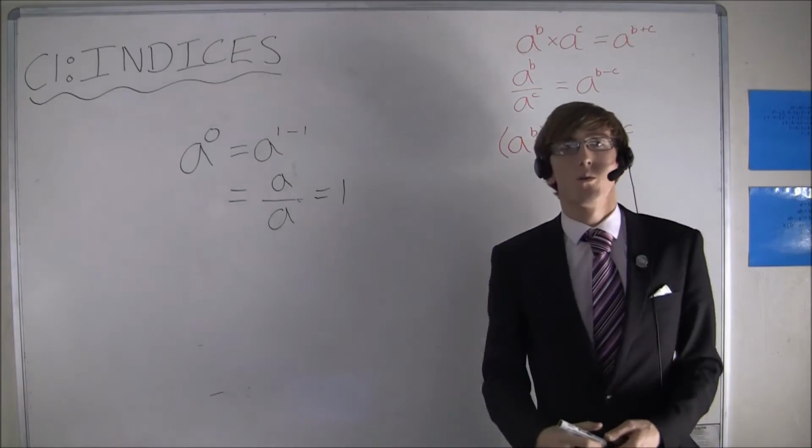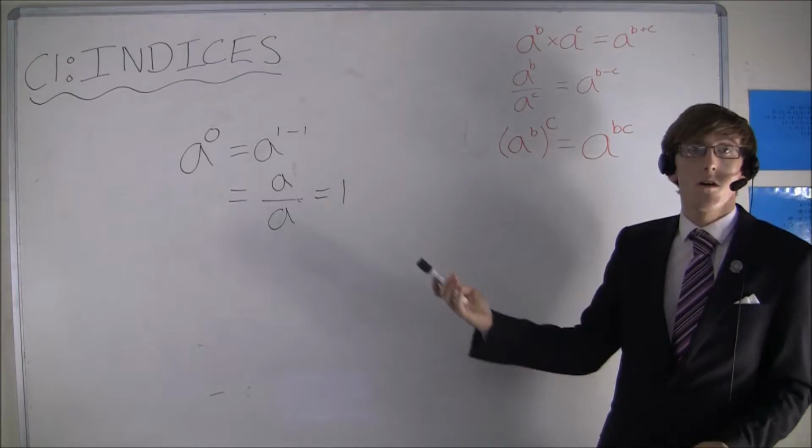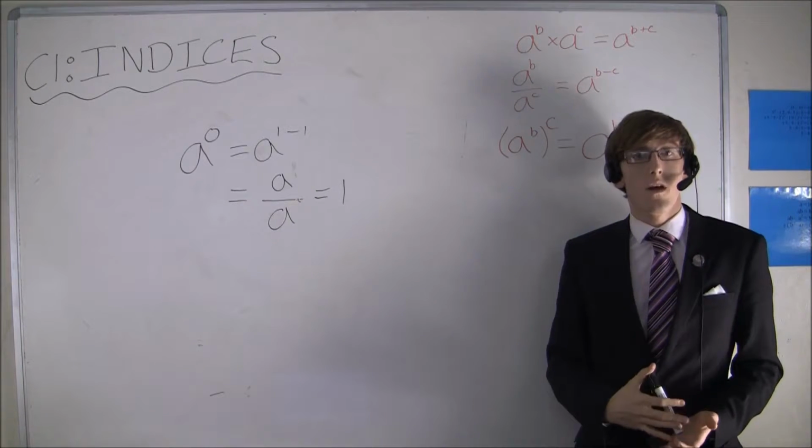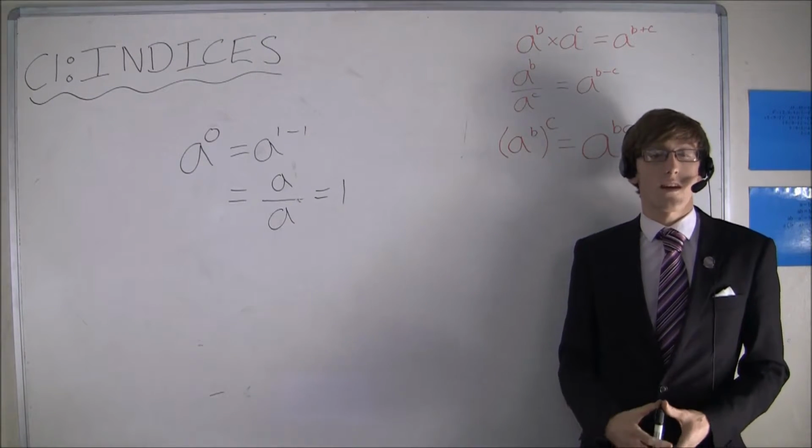And a divided by a, well, any number divided by itself is 1. So as a result, we can see that a to the power of 0 must be equal to 1, and indeed it is. And that's a result that you need to remember, and you don't want to fall into the pitfall of thinking it's 0.